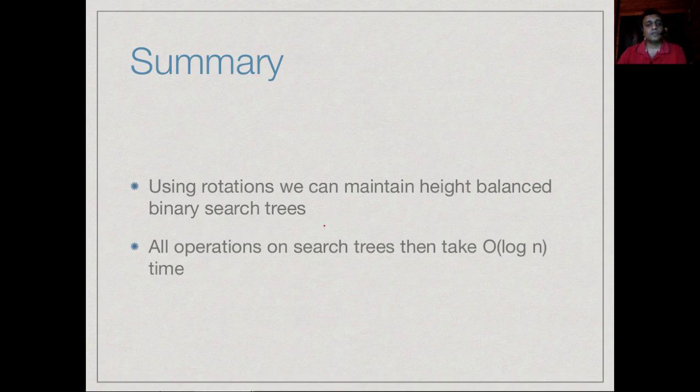To summarize, you can use rotations to maintain height balanced binary search trees. In a height balanced binary search tree, we have claimed that the height is going to be logarithmic in the size. Since all our operations are proportional to the height because they go along one path, all these operations, namely find, insert, delete, minimum, maximum, predecessor, and successor, can all be done in logarithmic time.